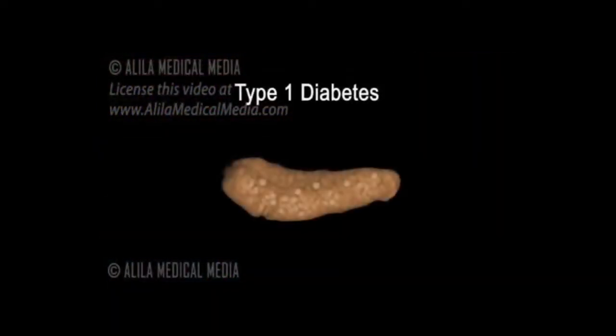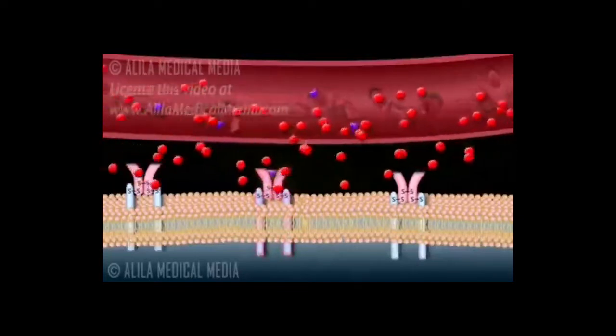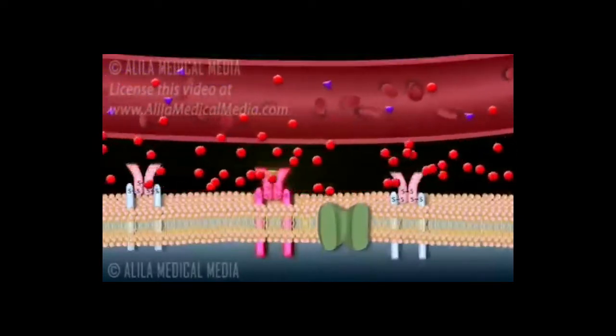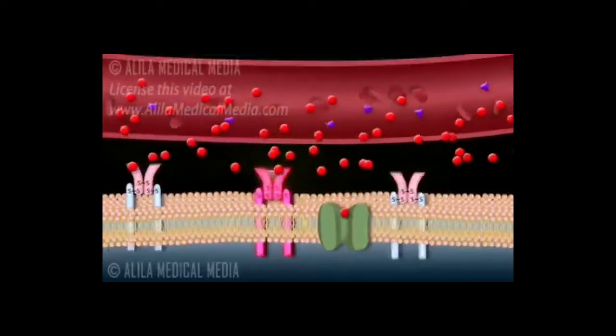In type 1 diabetes, beta cells of the pancreas are destroyed by the immune system by mistake. The reason why this happens is unclear, but genetic factors are believed to play a major role. Insulin production is reduced. Less insulin binds to its receptor on target cells. Less glucose is taken into the cells. More glucose stays in the blood.